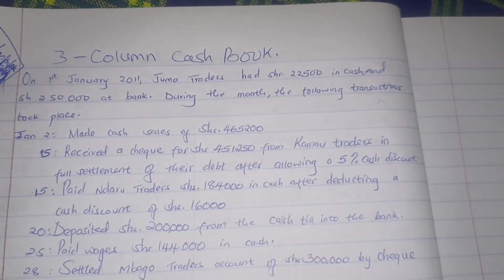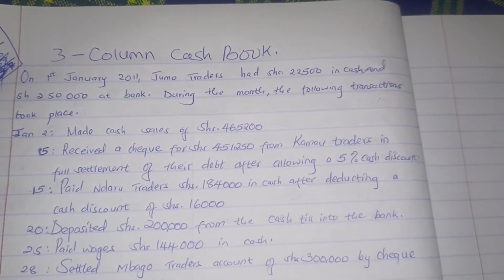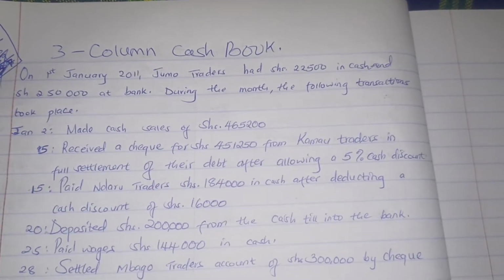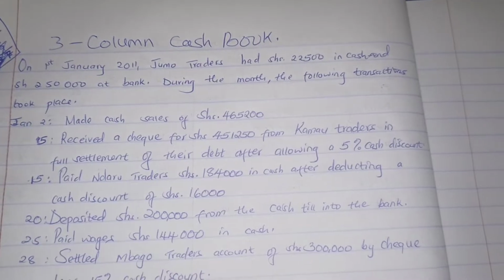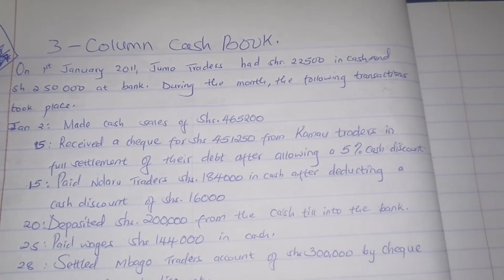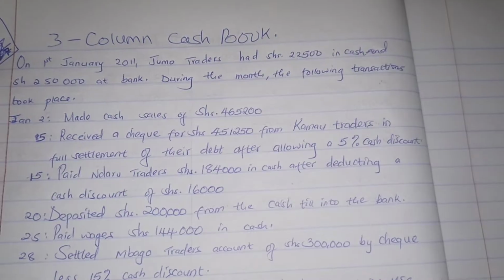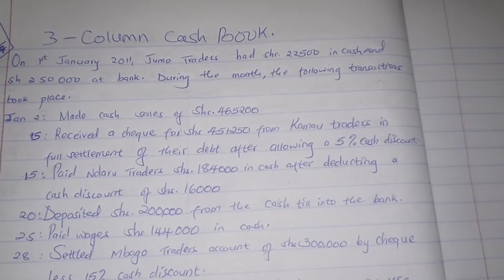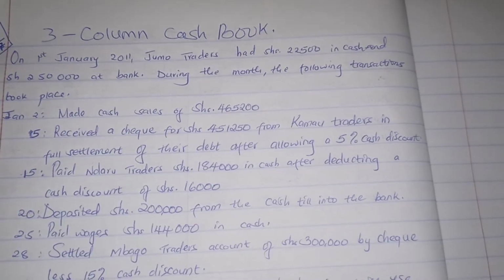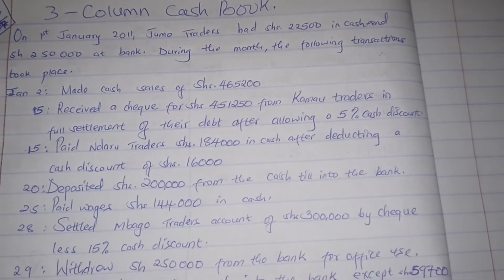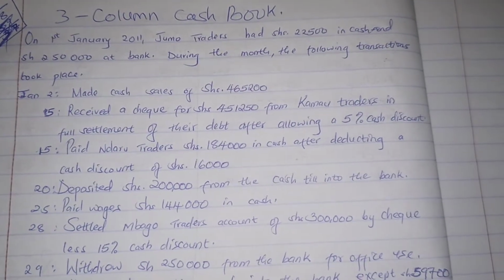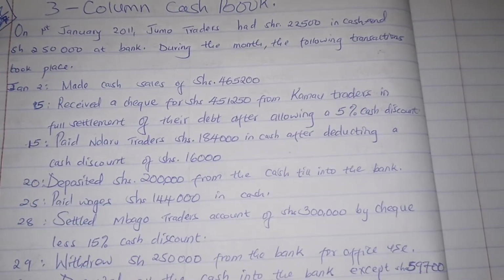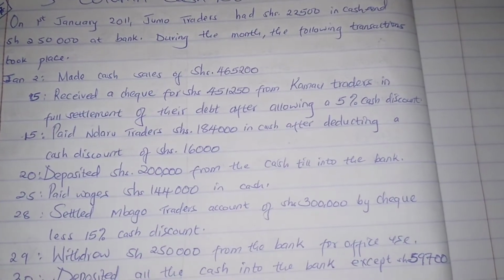On 15th, paid Daru Traders 194,000 shillings in cash after deducting a cash discount of 16,000 shillings. On 20th, deposited 200,000 shillings from the cash till into the bank. 25th, paid wages 144,000 shillings in cash. 28th, settled Mbago Traders account of 300,000 shillings by check, less 15% cash discount.